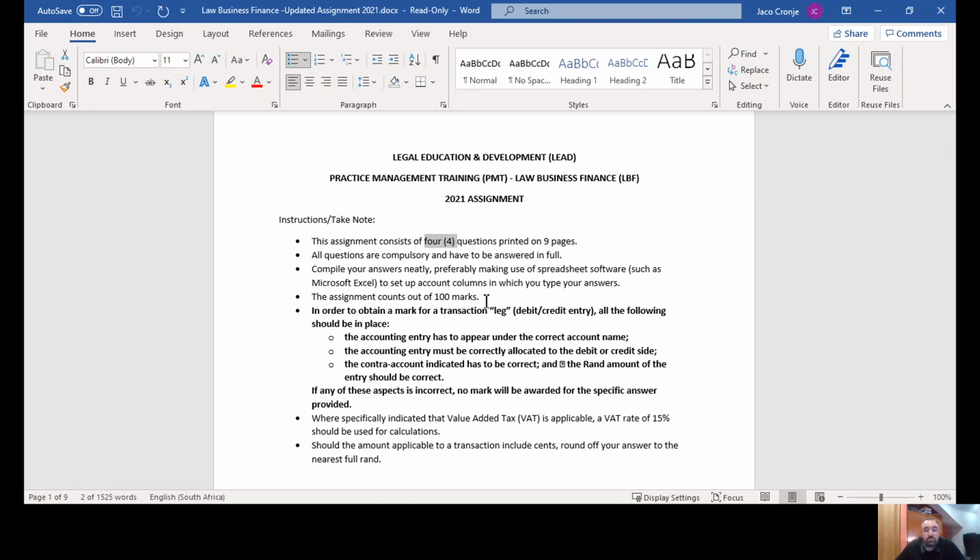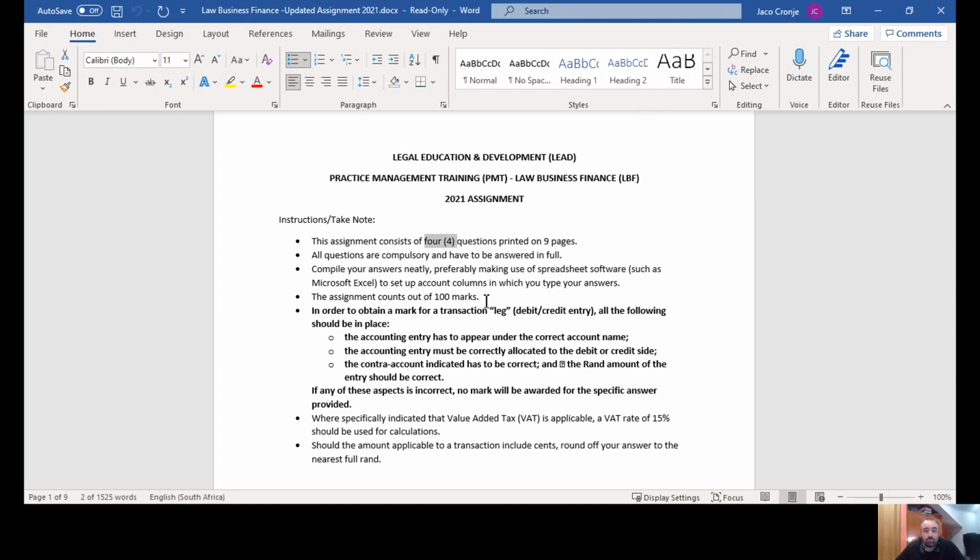In order to obtain a mark for a transaction leg, so this is now when it comes to any type of T account, the debit and credit entry, well, the transaction leg, so either the debit or the credit entry, all the following should be in place. So it means for you to get 1 mark for each leg. The debit leg will be 1 mark, the credit leg will be 1 mark. If there's VAT applicable, then the VAT item will also be worth 1 mark.